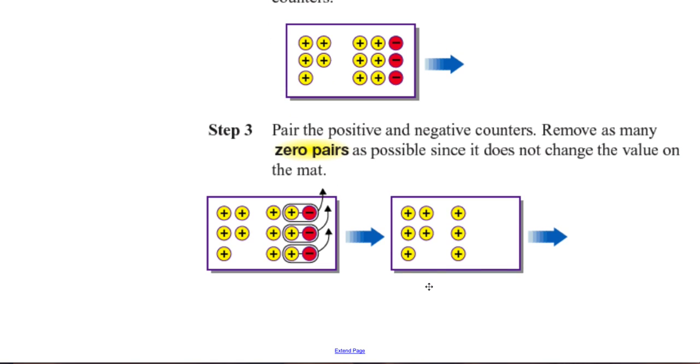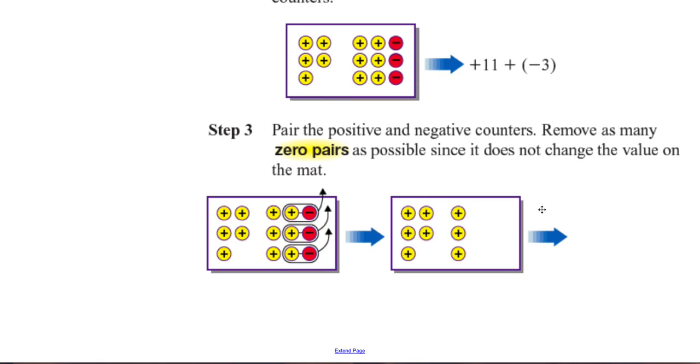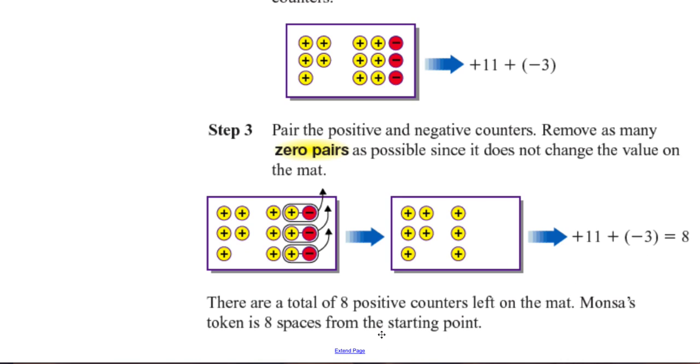So in what we did, we forgot to do this. So this now becomes positive 11 plus negative 3. Taking out the zero counters, now you're left with 8. So positive 11 plus negative 3 is equal to 8. There are a total of 8 positive counters left on the mat. Monza's token is 8 spaces from the starting point.